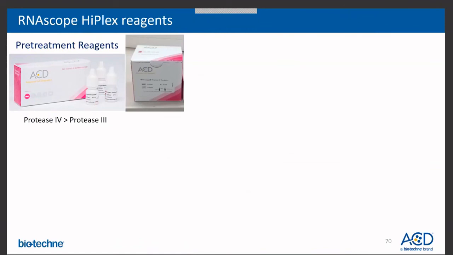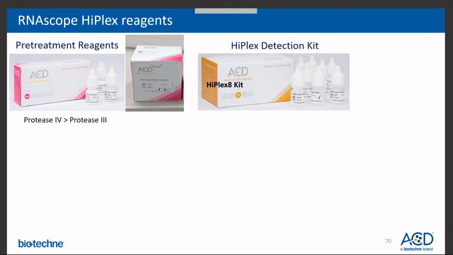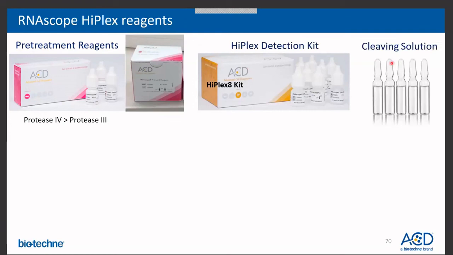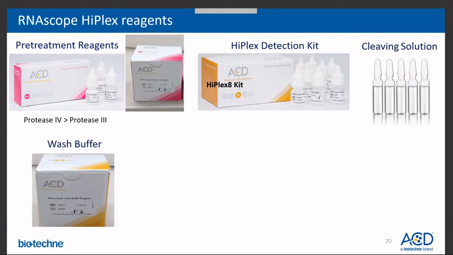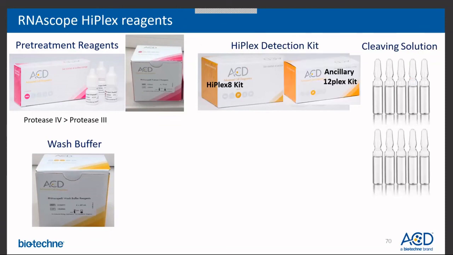If you have fixed frozen tissue, you'll need to do a short, just 5-minute boiling step with target retrieval buffer to retrieve the RNA from the crosslinks formed by the formaldehyde fixation. The HiPlex detection kit by default comes with the 8-plex capability, and this comes with cleaving solution that you use to cleave off the fluorophores in between rounds of imaging. There's a wash buffer you'll use in between all of the hybridization steps to wash away any unbound oligonucleotides.